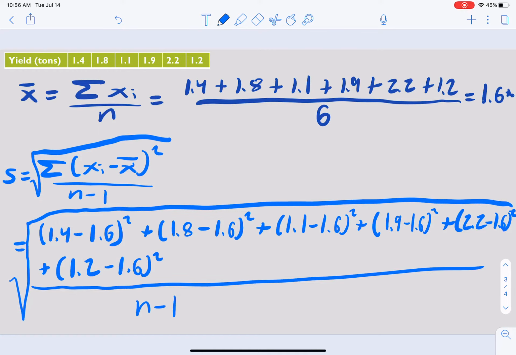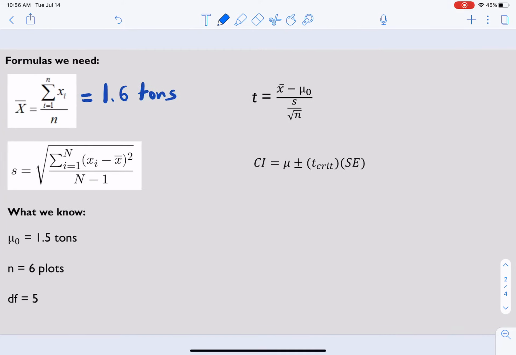Okay, so when you work out the math in this gross looking thing, it turns out to be 0.434. So just leave it at 0.43. That's fine. Tons. Very cool. Okay, so what else do we need? Well, we found the mean, we found the standard deviation of the sample, right? The sample mean, sample standard deviation. Now we can actually go on and find that t-stat.